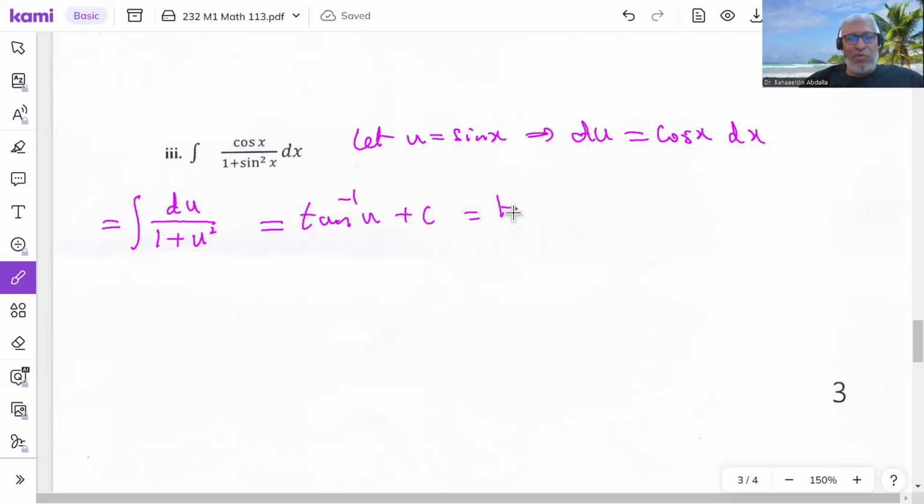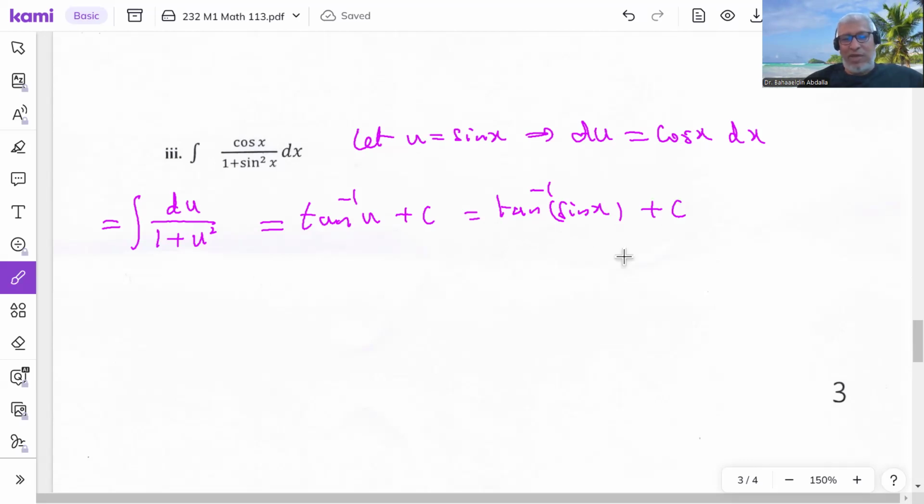And u, you have to go back to x. u is sine x. So that's the answer. If you know the derivative of tan inverse, you can check your answer here by finding the derivative of this. And you will find that the derivative is equal to this.